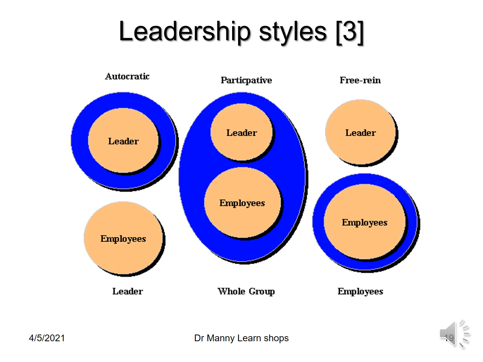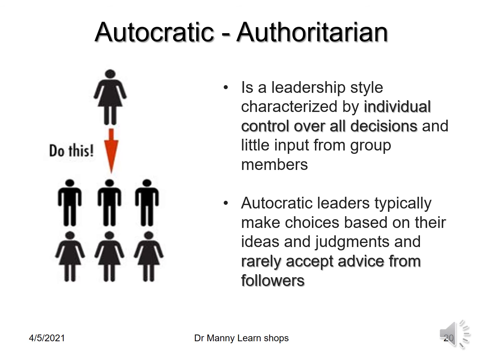There are basically three leadership styles: autocratic, participatory, and free reign, or laissez-faire. When you look at the first one, autocratic, this is authoritarian. This is a leadership style characterized by an individual who controls all decisions, and there's very little input from the group members. Autocratic leaders typically make choices based on their ideas and judgments and rarely accept advice from followers. Do it my way or no way.